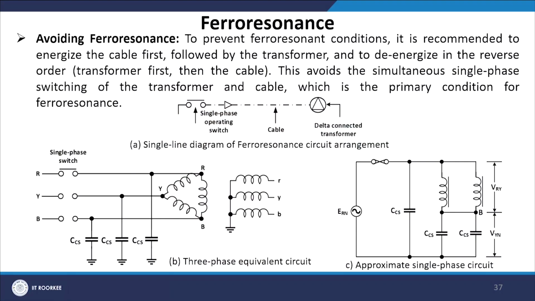Now, how do we avoid ferroresonance? To prevent ferroresonant conditions, it is recommended to energize the cable first, followed by the transformer, and to de-energize in the reverse order, transformer first and then the cable. This avoids the simultaneous single phase switching of transformer and cable, which is the primary condition for ferroresonance. The following circuit represents the single line diagram of ferroresonance circuit arrangements through which the ferroresonance can be avoided.